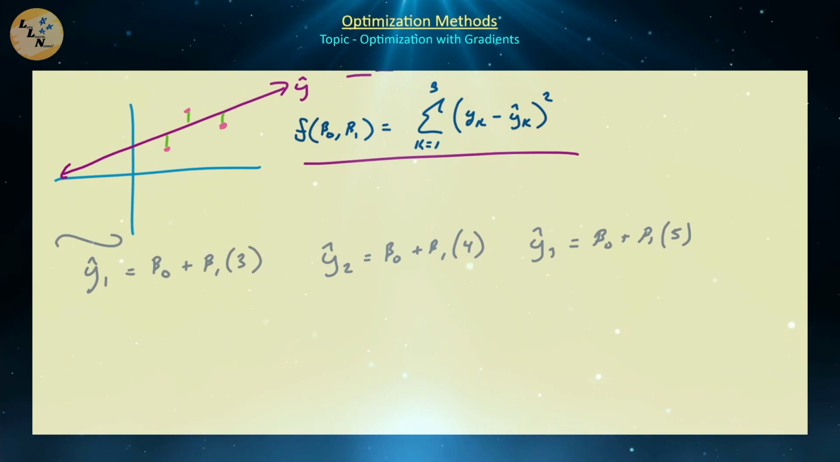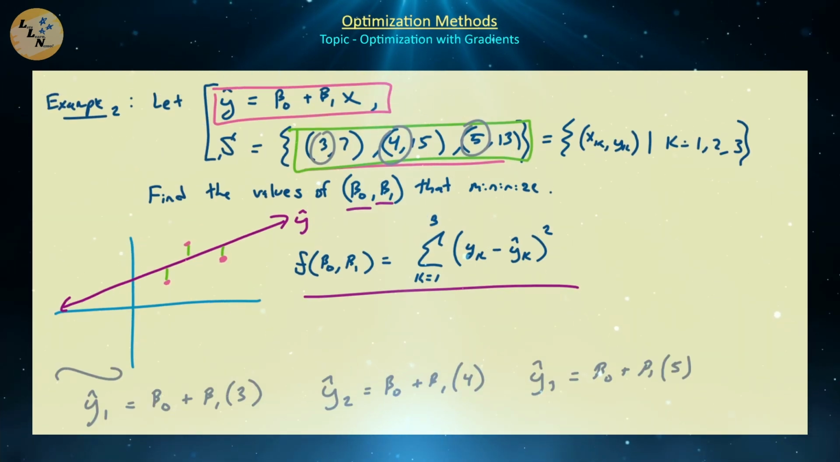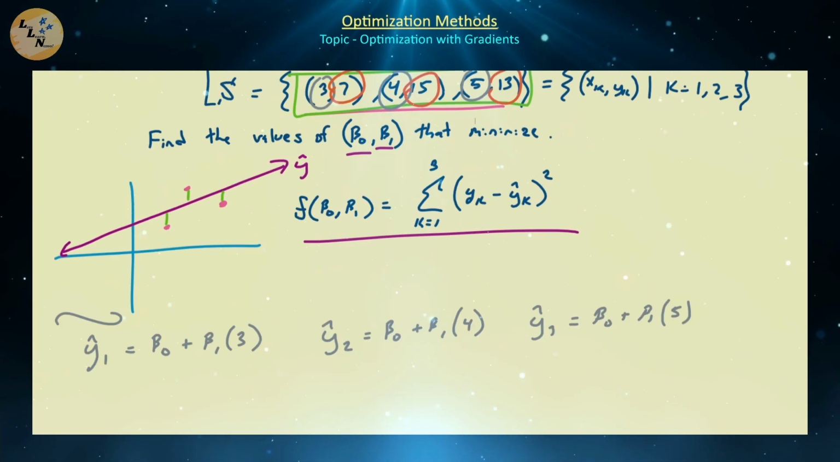And once I know my beta 0 and beta 1, that is going to give me my predicted values. And then I'm going to compare them to our exact obtained values, 7, 15, and 13, and see if the difference between them is close. If it's close, that means it's a great fit.